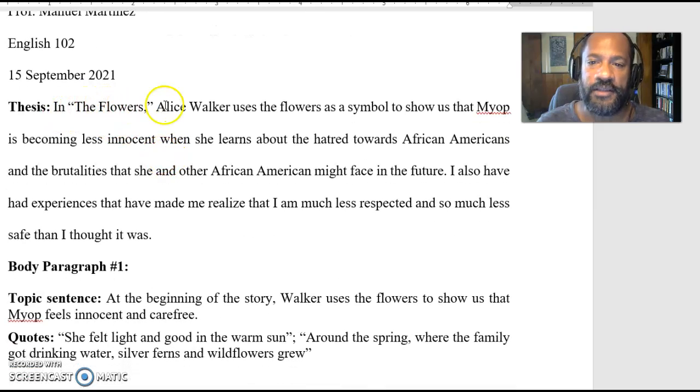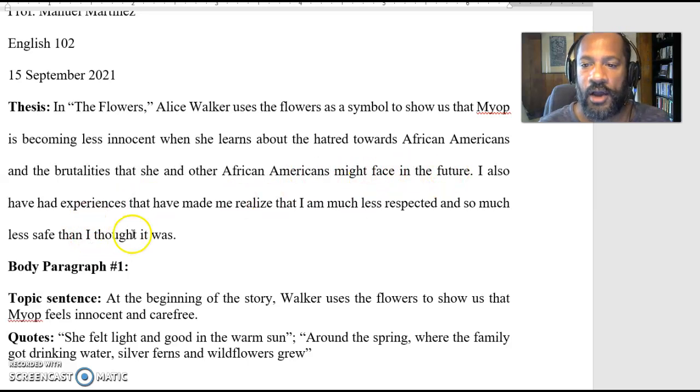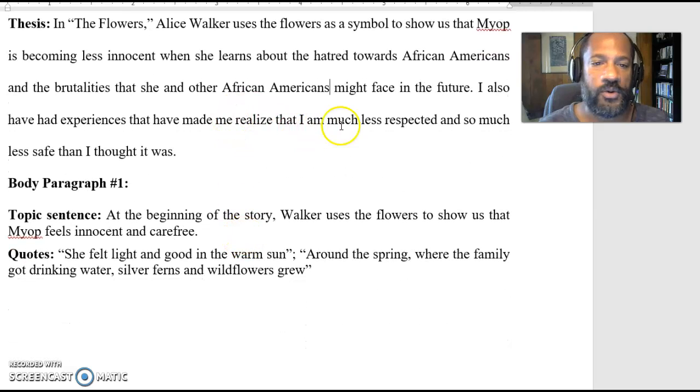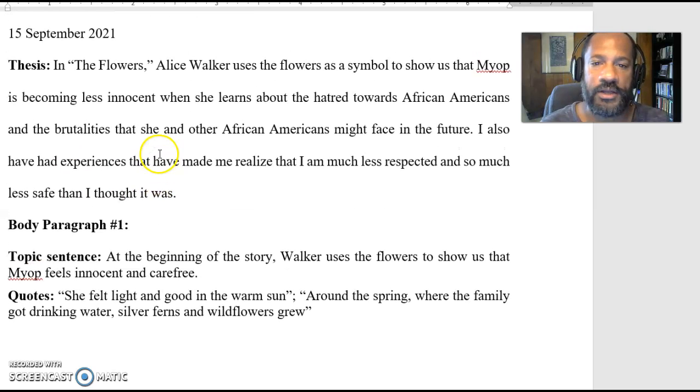So this person says, in The Flowers, you can't write about The Flowers, but I'm just using this as an example. In The Flowers, Alice Walker uses the flowers as a symbol to show us that Myop is becoming less innocent when she learns about the hatred toward African Americans and the brutalities that she and other African Americans might face in the future. I also have had experiences that have made me realize that I am much less respected and so much less safe than I thought that I was, right? So it mentions you, it mentions the story, it mentions symbols. The flowers is a symbol, and it gives us a specific idea about what we see going on in the story. So that's a good thesis for this.